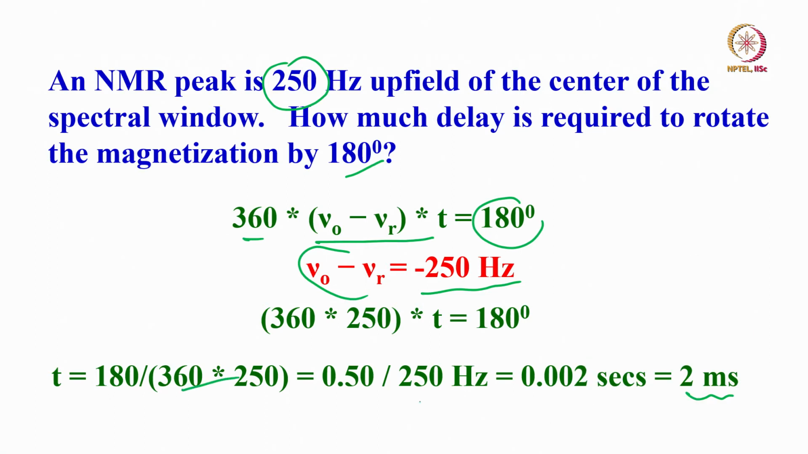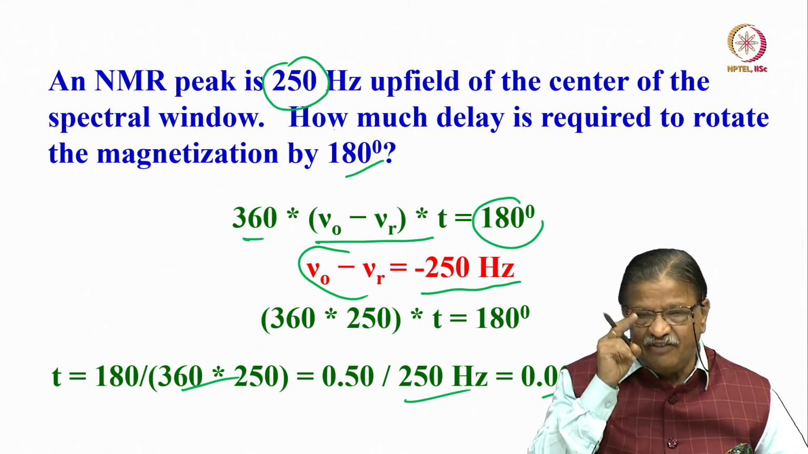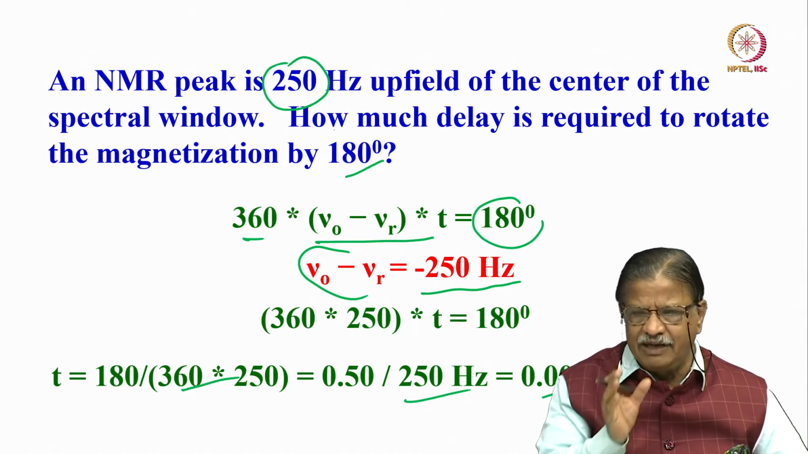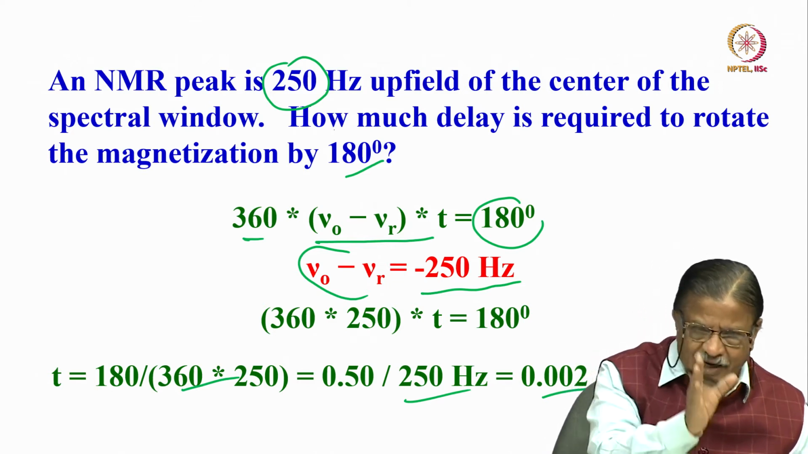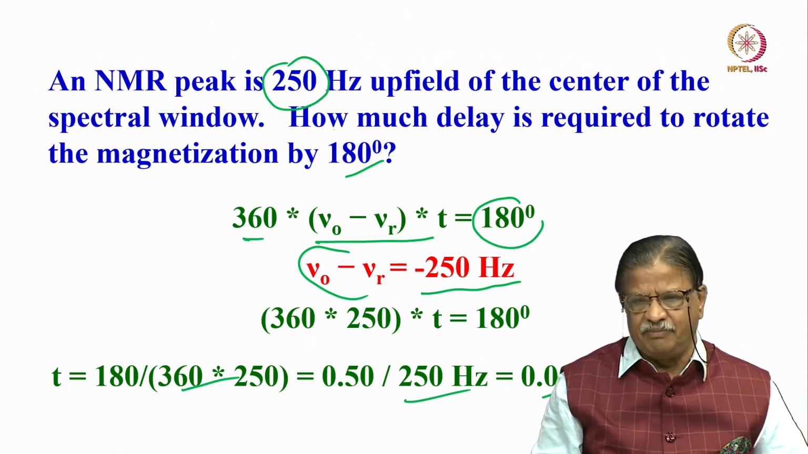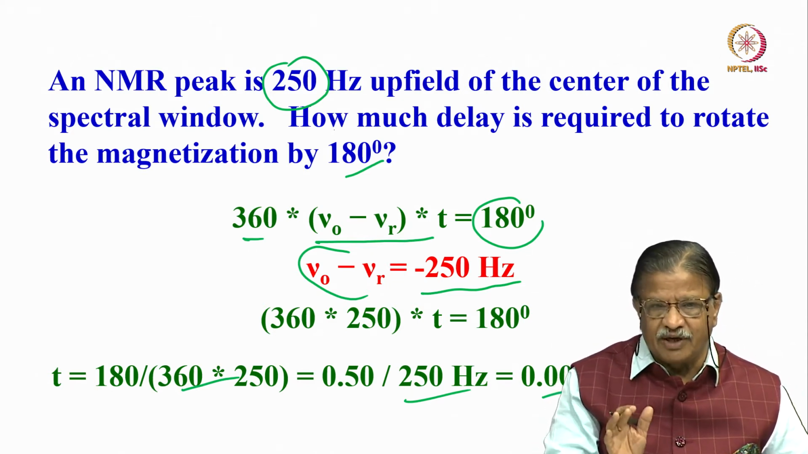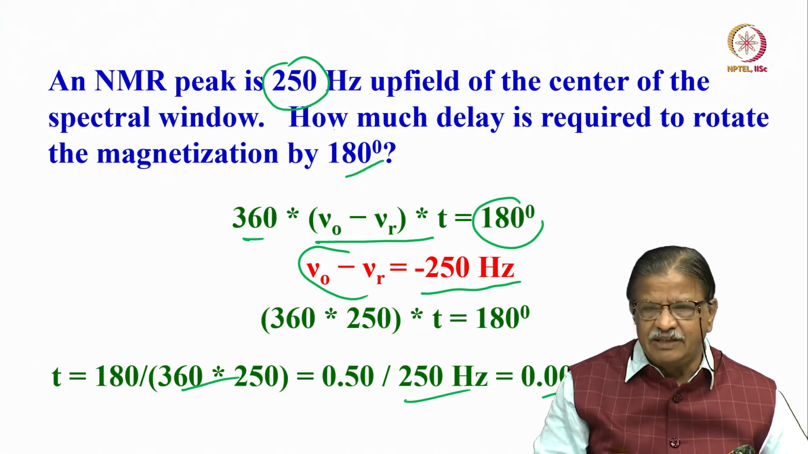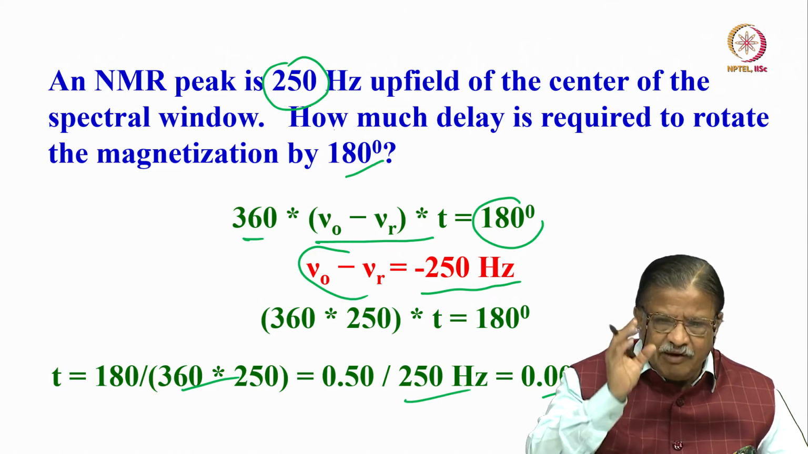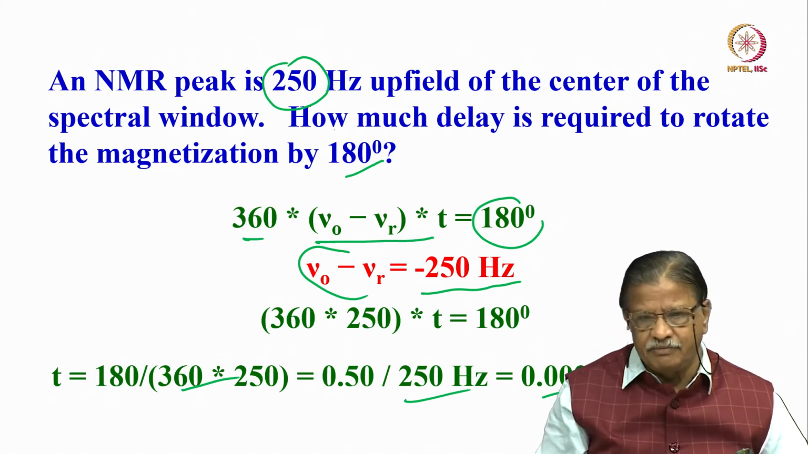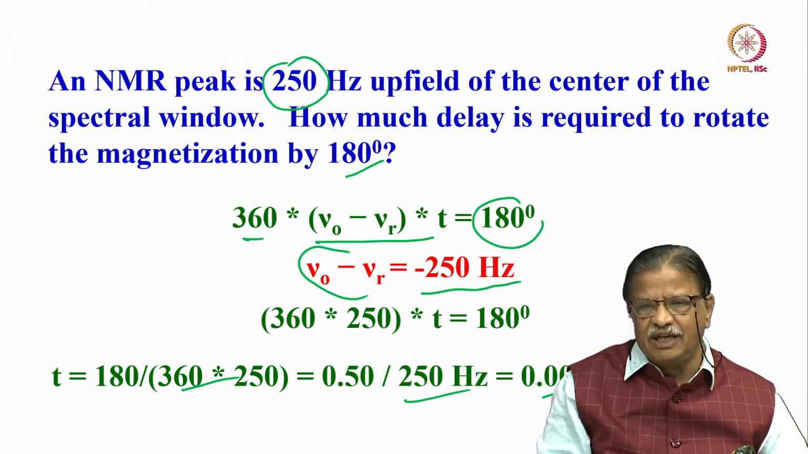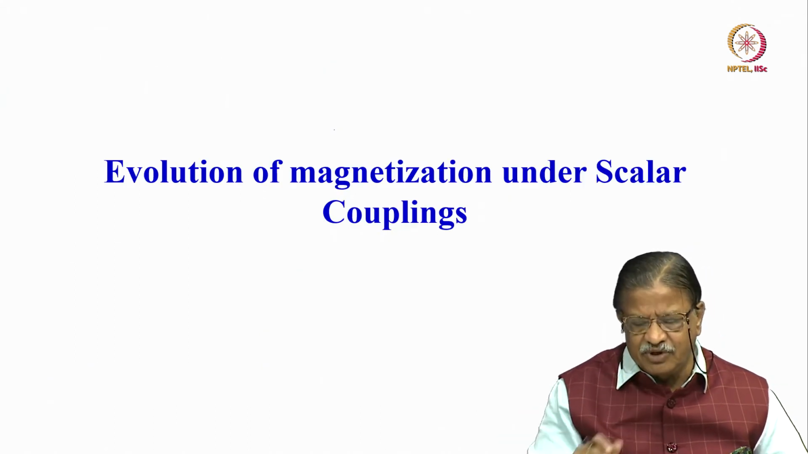Simple equation. These are the numbers I have plugged in. I get 2 milliseconds. That means if I apply a radio frequency pulse, bring the magnetization to some axis, and I have a peak at 250 hertz, wait for some time. How much time? 2 milliseconds. Then this magnetization will move by 180 degrees. That means a signal which is positive absorptive will become negative absorptive. That is what happens. This signal has moved by itself without doing anything. So these are the things which you should understand.